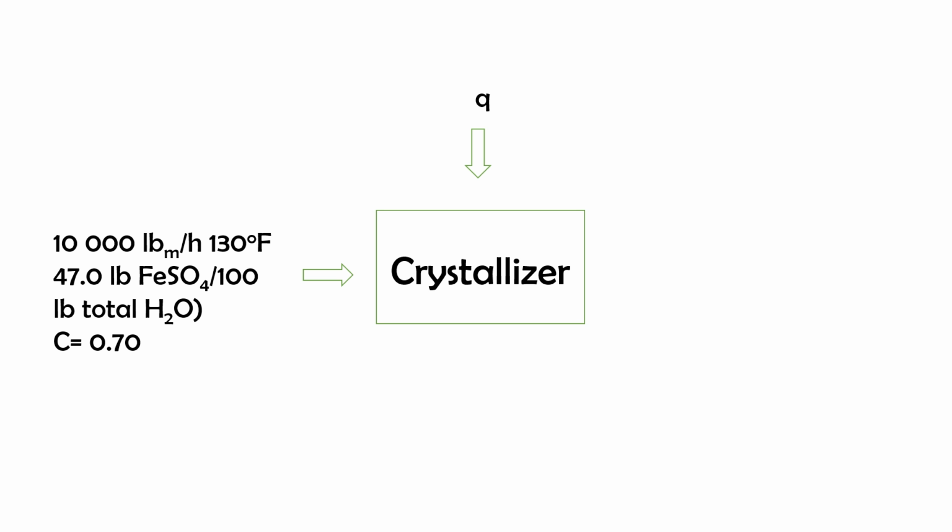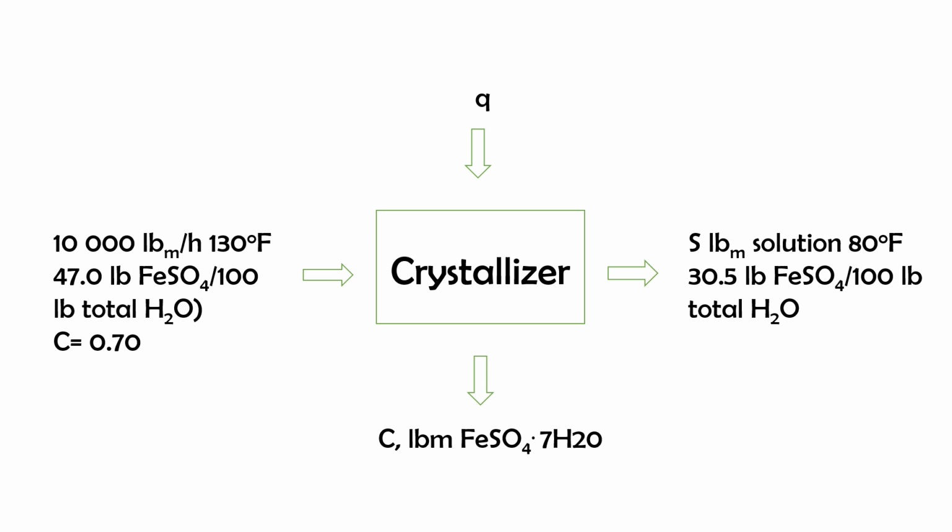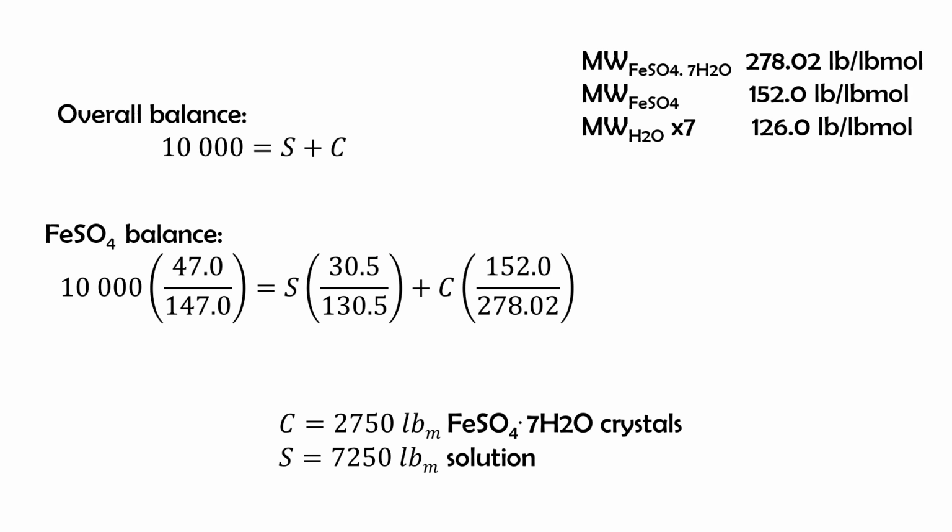The solution will have a crystallizer, the reactants, and the products, S for solution and C for crystals, and we'll use a basis of 10,000 pounds per hour of feed. We'll start with the overall balance. Overall balance is just reactants equals products. So in this problem, we'll have 10,000, the feed, equal to S plus C.